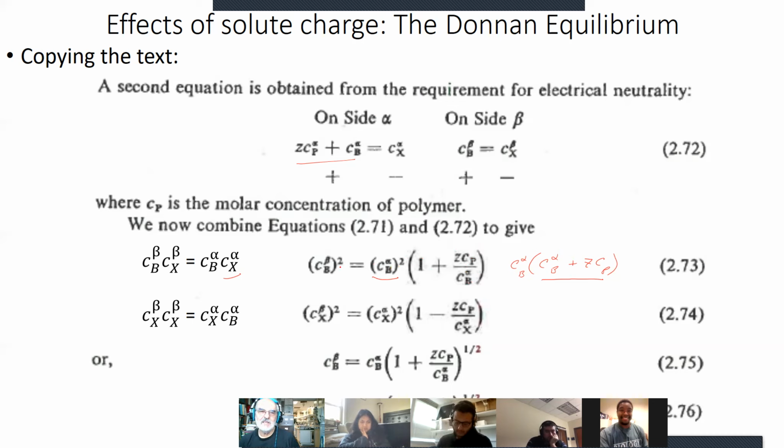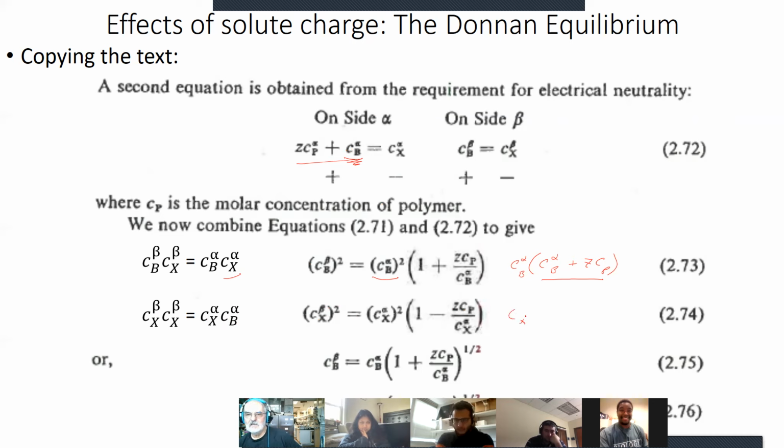I can then do the same thing, but now I'm going to substitute CX beta and put in a CX beta for CB beta. So I have this product, CX beta squared. And then on the right, I'm going to have CX alpha, and then I'm going to substitute for CB alpha. But to substitute and solve for CB alpha, I have to bring the Z to the other side. And so I'm going to get a CX alpha minus Z times CP.